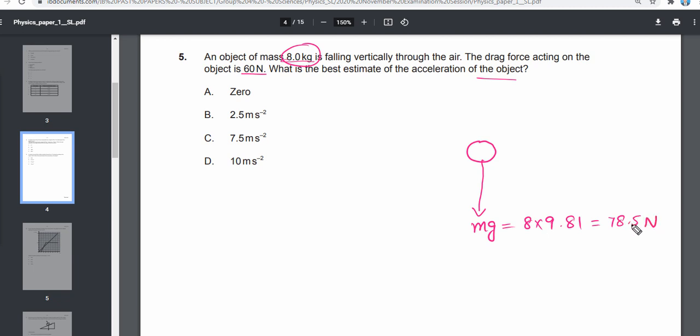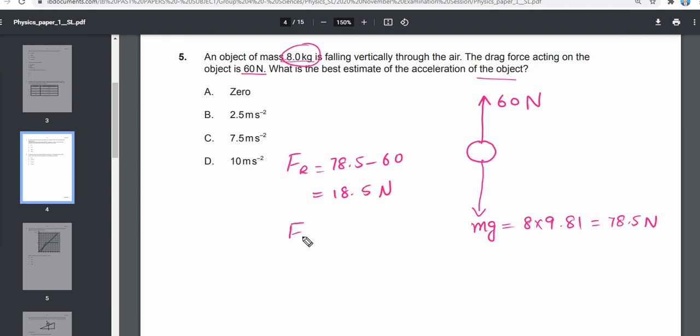This is the amount of force that will be exerting downwards. Now the force that is exerting upwards is the drag force, that is 60 Newton. The resultant force for this one will be equal to the downward force minus the upward force. So the resultant force will become equal to 78.5 minus 60, which is 18.5. So 18.5 Newton is the resultant force.